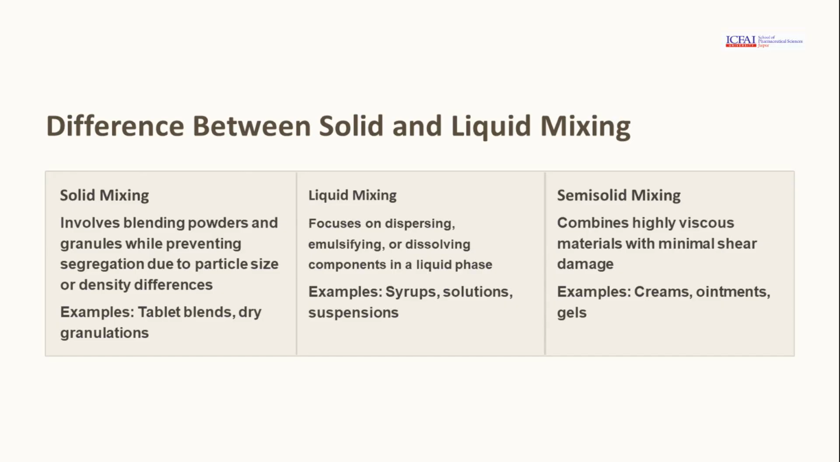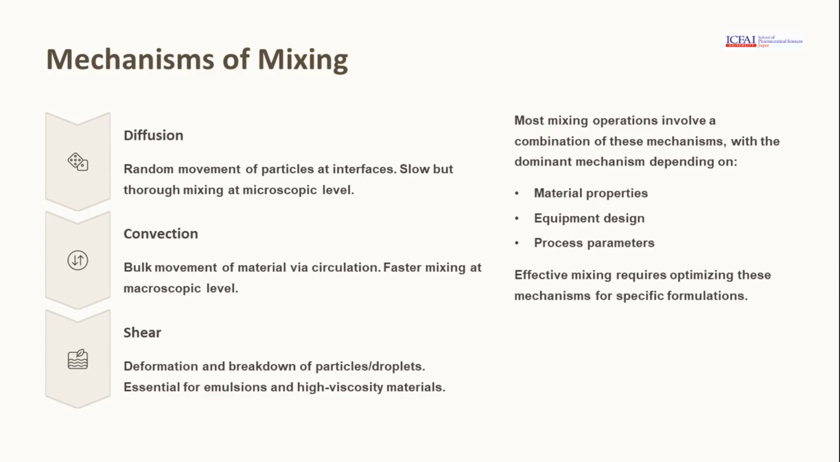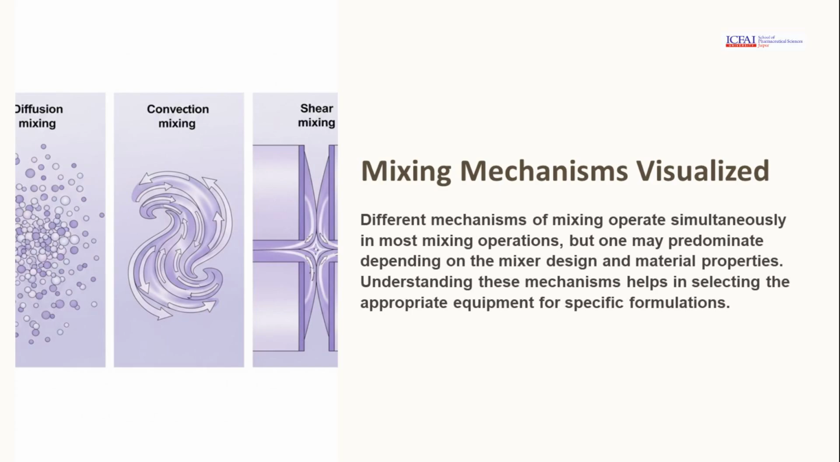Solid, liquid, and semi-solid mixing differ in their processes and applications, each tailored to specific product types and manufacturing needs. Mixing mechanisms such as diffusion, convection, and shear are essential for various pharmaceutical processes, each serving specific functions in mixing operations. Visualizing mixing mechanisms helps in selecting the right equipment for specific formulations, as different mechanisms may dominate depending on design and properties.